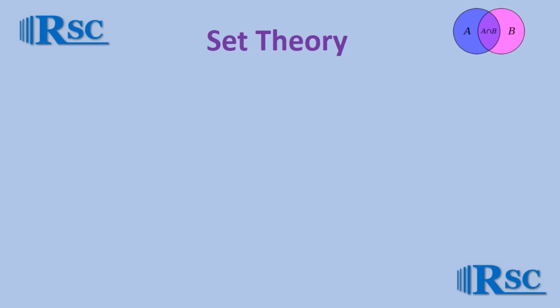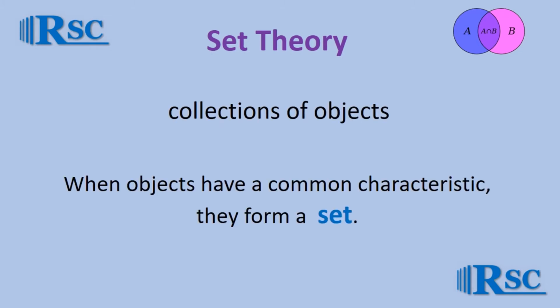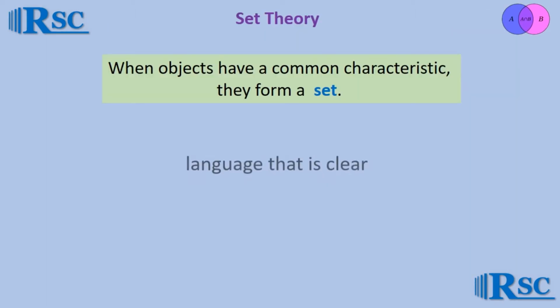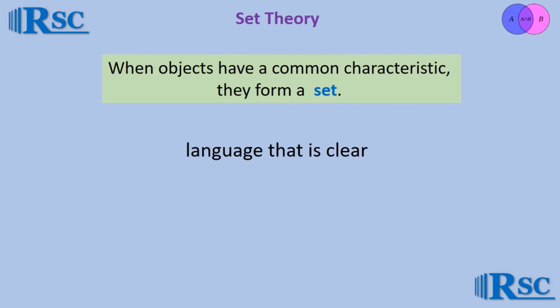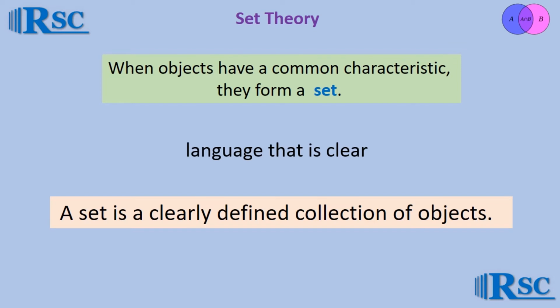Set theory is a branch of mathematics that involves collection of objects. When objects have a common characteristic, they form a set. In describing a set, we use language that is clear so that there is no doubt in identifying its members. A set is a clearly defined collection of objects.